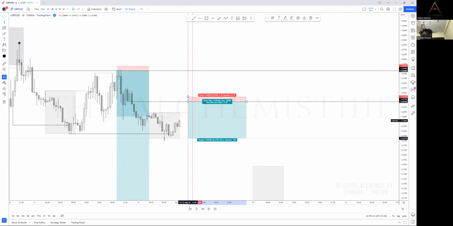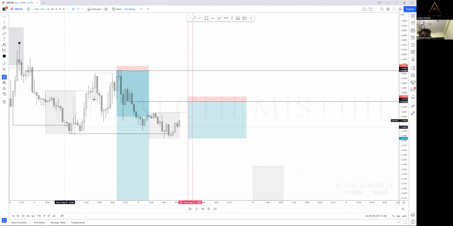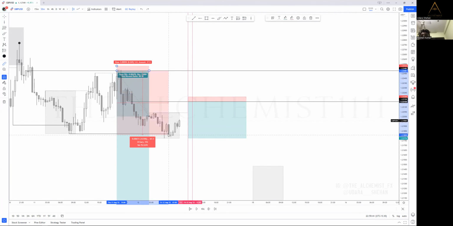Asian low. Now look at the difference between these two setups. You saw how long this took for this setup to come from here down into the Asian lows. It took almost 12 hours. Because why? Timing wasn't good, right? But look at this one.